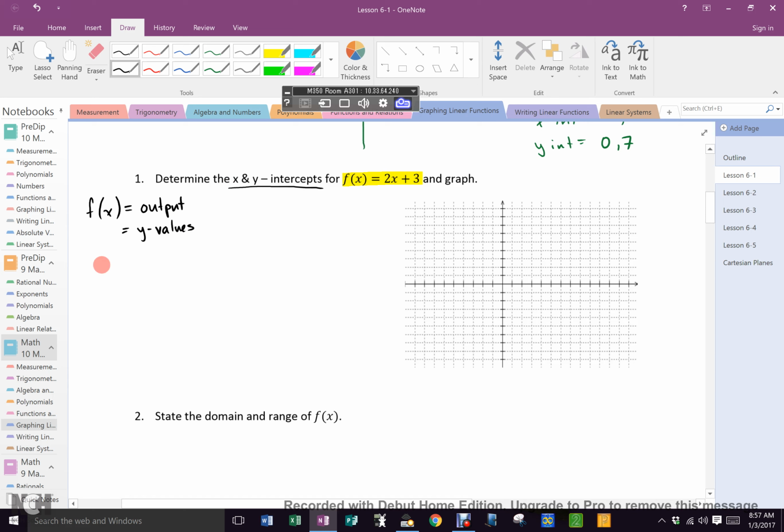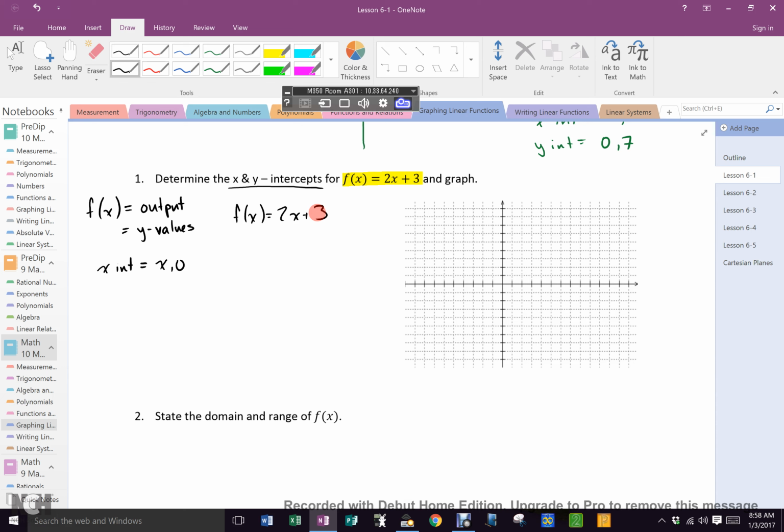What do I know about x-intercepts? They are all what? x, 0. Correct? So, the x is still an x, isn't it? But the y is 0. I have f of x equals 2x plus 3. Do I know an x value right now? No, because my x value is an x. Do I know an output value? 0, because my output is y.